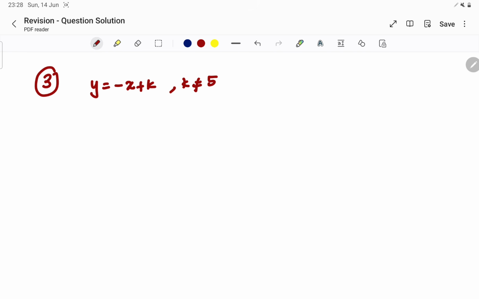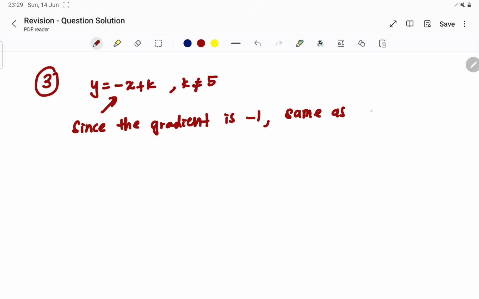If you see here, since from this equation the gradient is equal to -1, which is the same as the tangent y equals negative x plus 5, it means that these two lines, these two straight lines, are parallel. These two tangents just now are actually parallel.